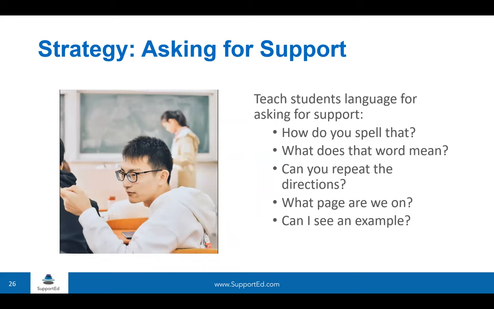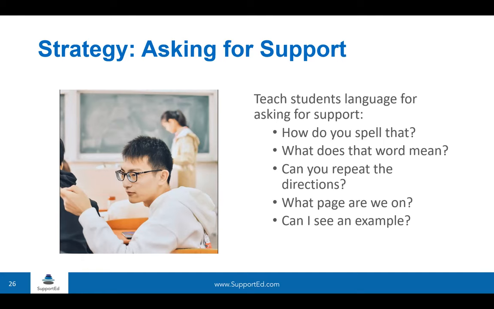So one strategy is that you can teach students some of the language they'll need to ask for support. So you can see some examples here. You can share more examples in the chat. What are some things they need to ask for support on? What page are we on? Can I see an example? This is just for instruction, right? In addition to all of the other norms.